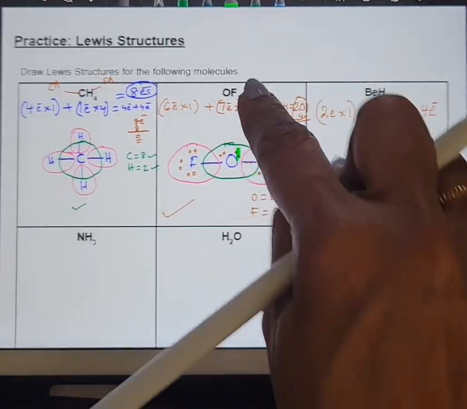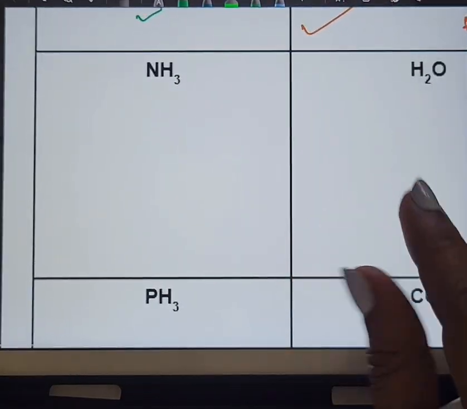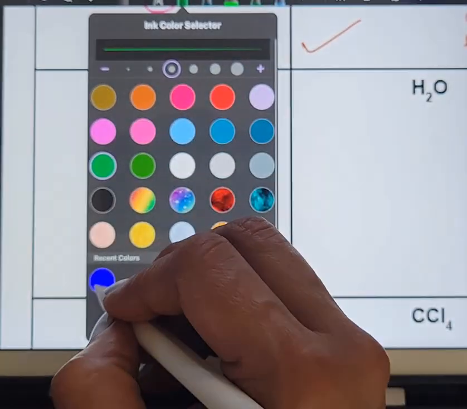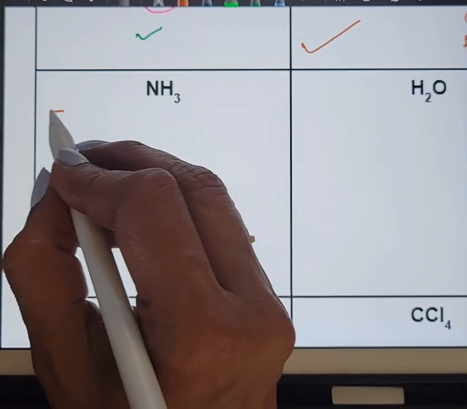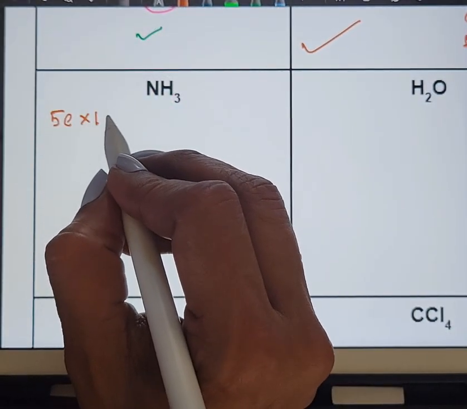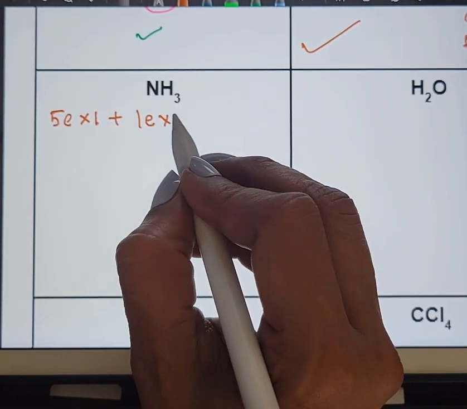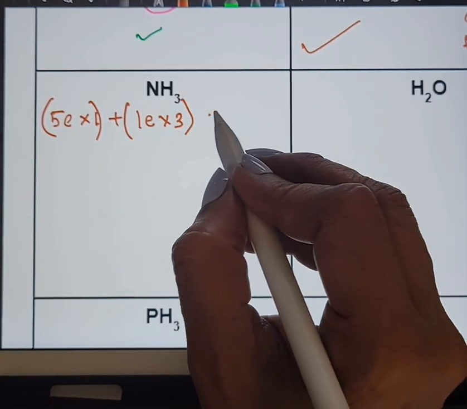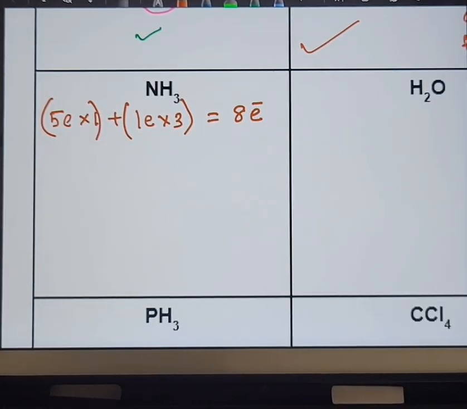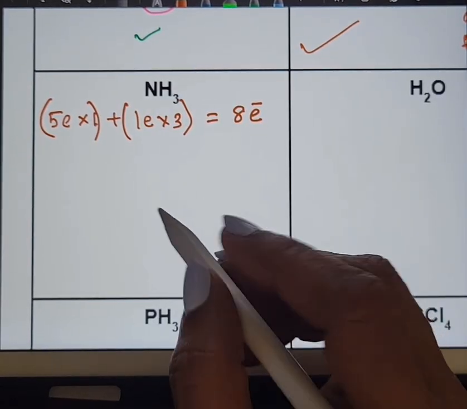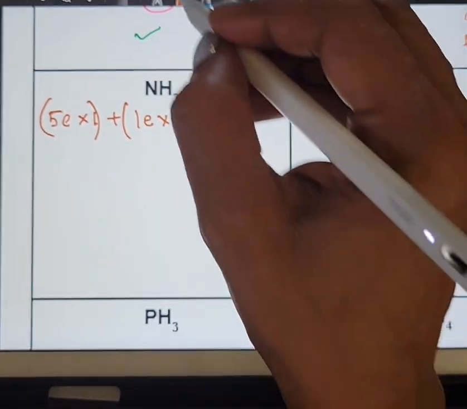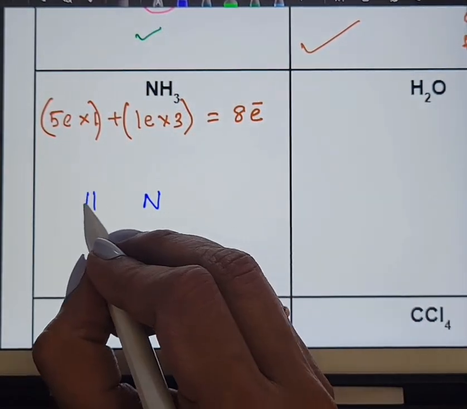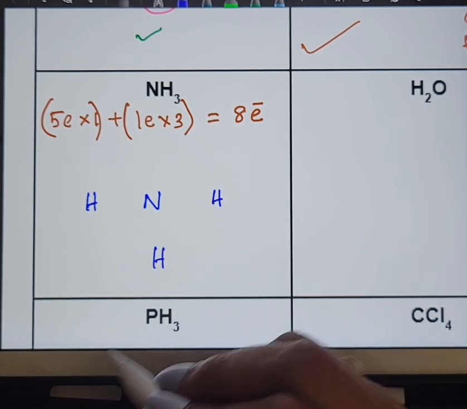Okay. Let's do the next one, which is NH3. Calculate the valence electrons first. Nitrogen has 5 electrons. There is only 1 nitrogen, plus hydrogen has 1 electron. There are 3 hydrogens. So it is 5 plus 3. How many electrons? 8 electrons. E minus means electron, okay. Then decide the central atom. Hydrogen will never come in the center. So nitrogen in the center, write nitrogen. And there are 3 hydrogens, write hydrogen around it.